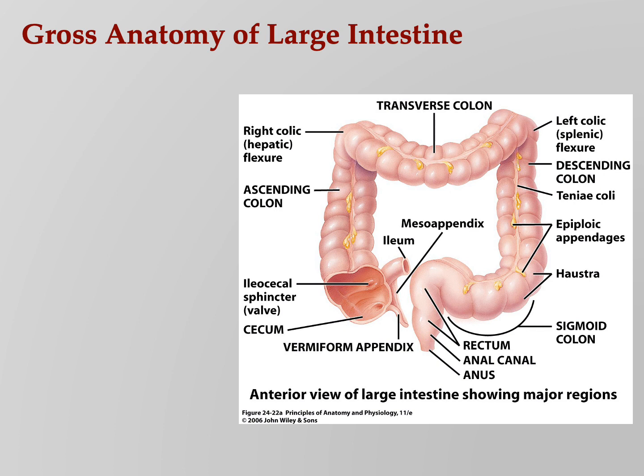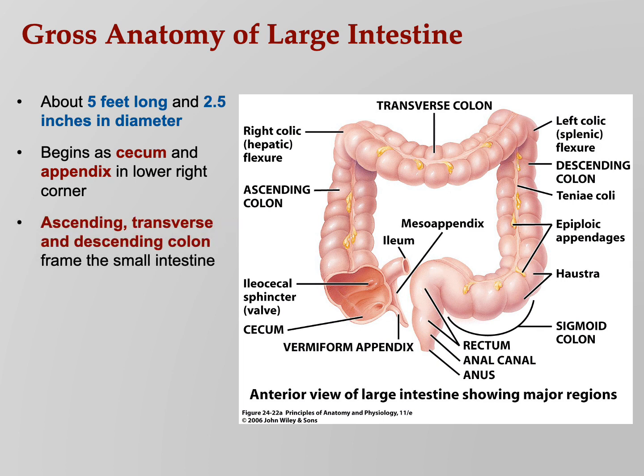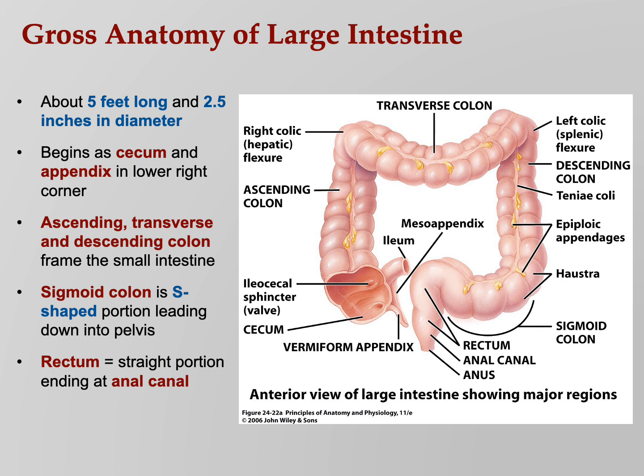Here again, gross anatomy of the large intestine. We really just went over most of this, but let's look at it again. It's about 5 feet long, 2.5 inches in diameter. I don't really care about those numbers. Begins at the cecum and the appendix, the vermiform appendix. Okay. Ascending, transverse, descending. Sigmoid, shaped like an S. That's what the word means. Rectum is the straight portion. The last 2 to 3 centimeters is the anal canal.